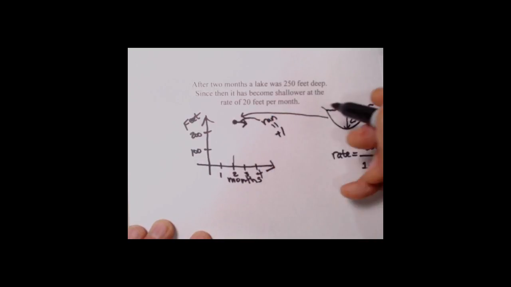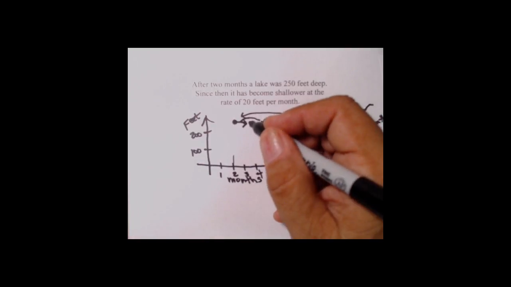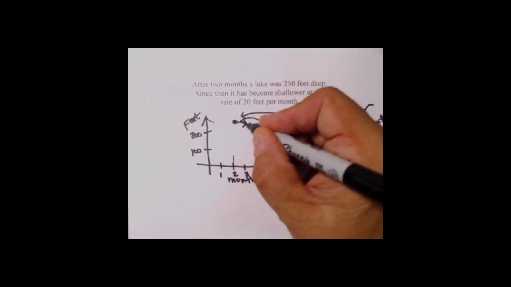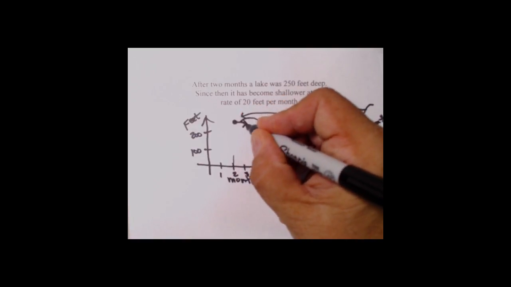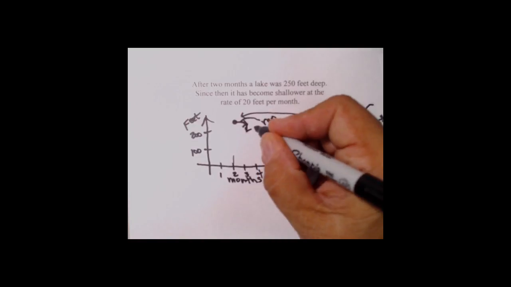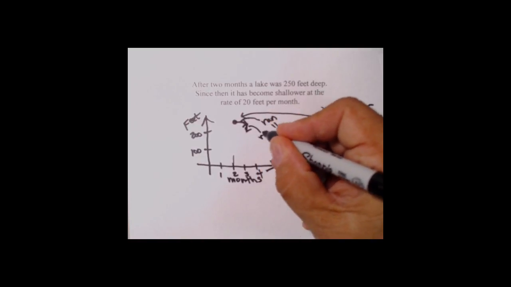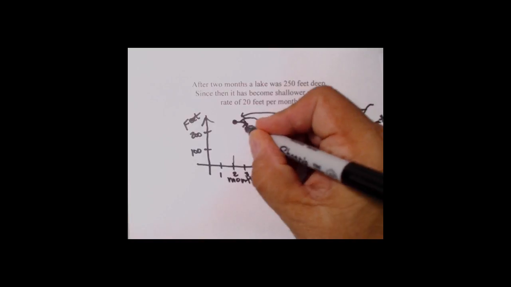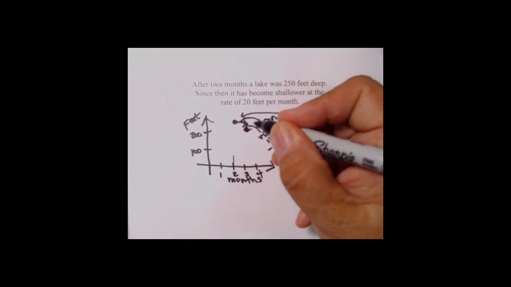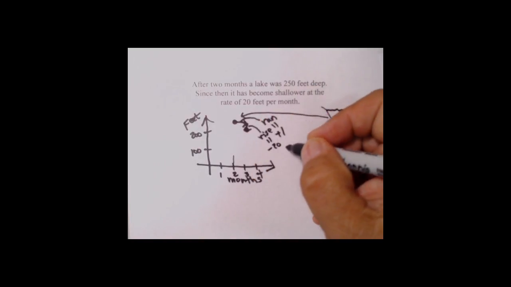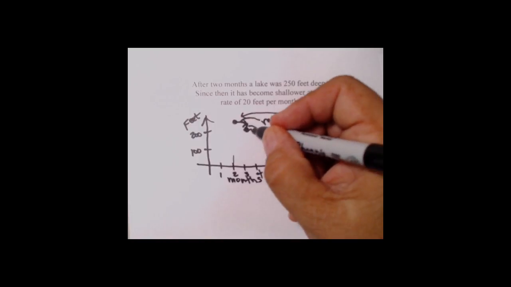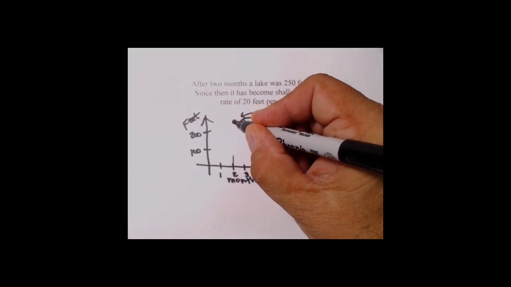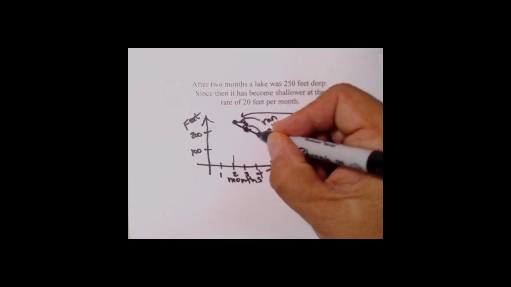But now the rate is negative. So we're going down. Well, we were at 250 over here. Going down, we go down 20. So the rise is -20. Well, at the end of that arrow, we put another point. We would be at 230 feet. But here we are. We can now use those 2 points to draw the graph line, and it looks like this.